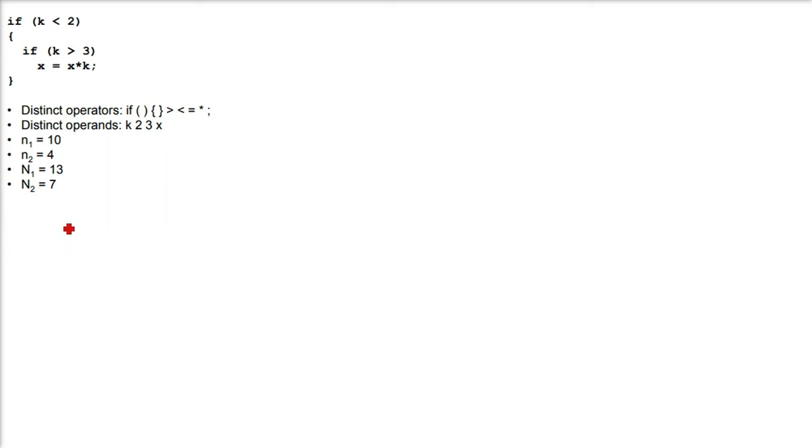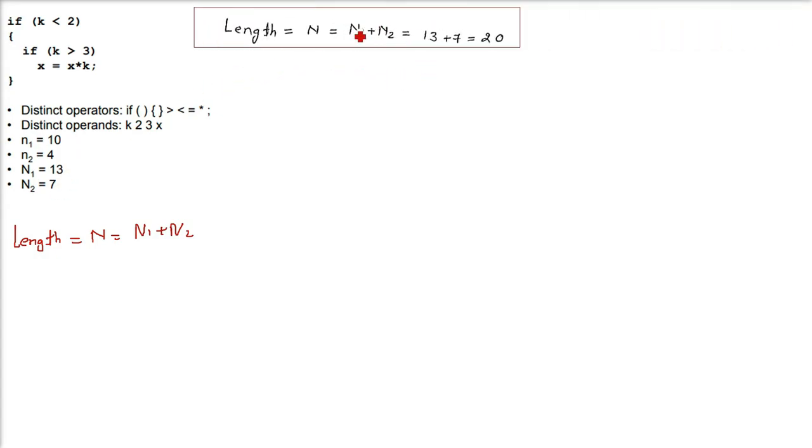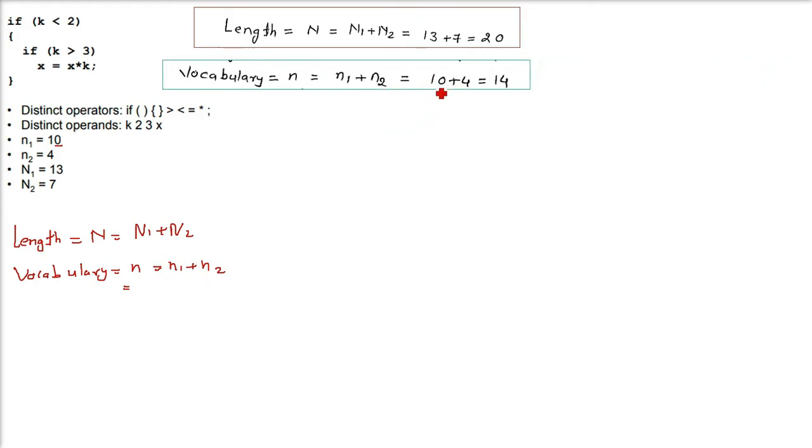The first thing we will find is the length. Length is denoted here by capital N, which is equal to capital N1 plus capital N2. So what are the values? We know already 13 and 7. So you just see here N1 plus N2, 13 plus 7 is 20. Now coming to vocabulary. Vocabulary is small n, and this will be computed by small n1 plus small n2. So small n1 is 10, small n2 is 4. 10 plus 4 is 14. So this is the computation of vocabulary.